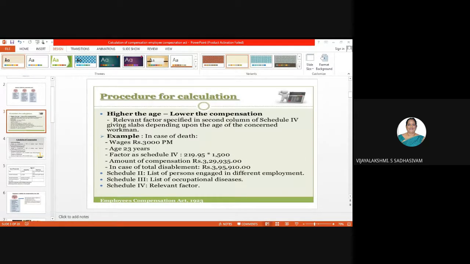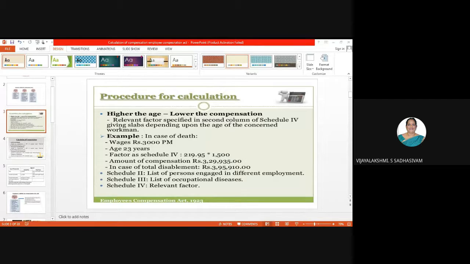So when you talk about compensation, this compensation is payable to the employee based on the nature of his injury, which is caused by accident, and we have to take into consideration the monthly wages the employee is getting, and the relevant factor. So this relevant factor is a very important component. We have to calculate the equivalent amount of compensation which has to be given in the form of lump sum.